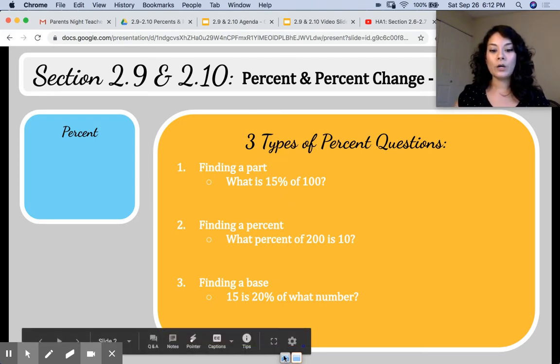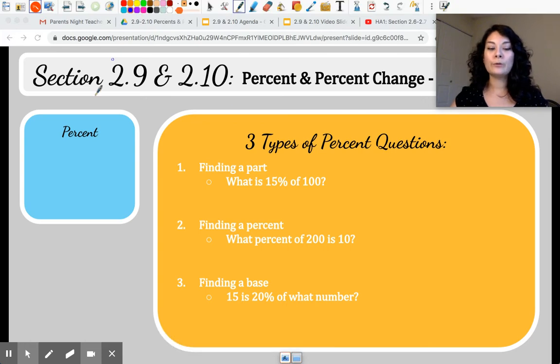Okay, so a percent, let's actually just review that vocab word first. A percent is actually a ratio out of 100. Okay, and hopefully you know the symbol is a slash with two little circles.